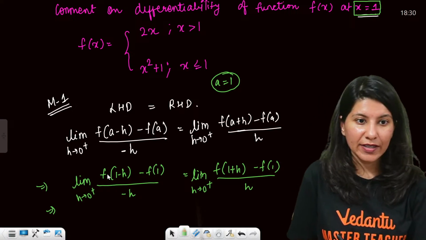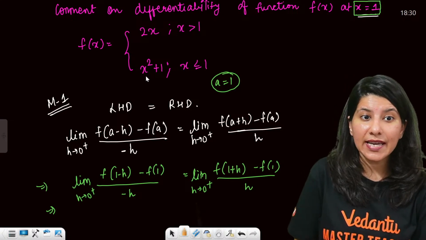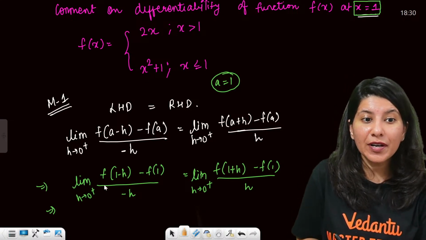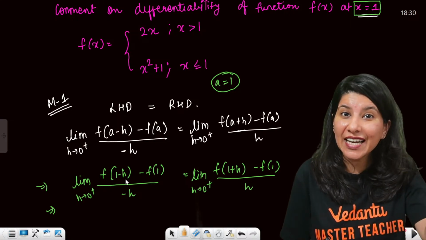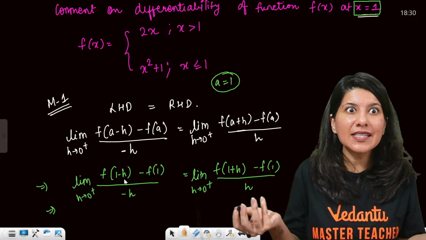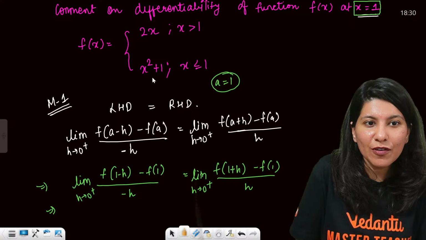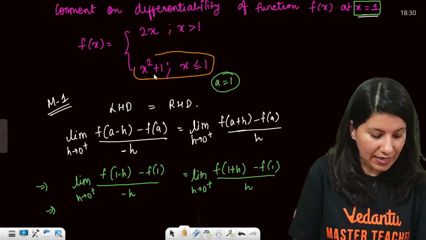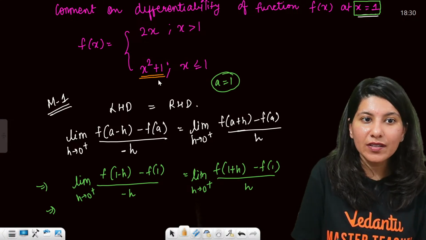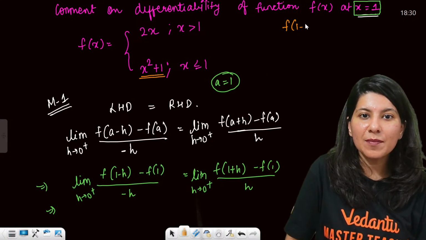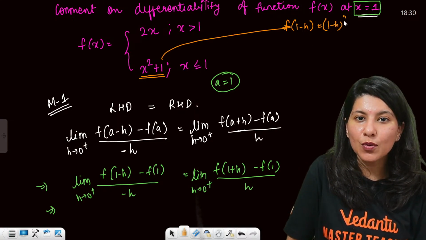Alright, so 1 minus h. Now understand what is happening. You are looking for f of 1 minus h. That means you are looking for f of 0.999. Right? 1 minus h is slightly less than 1, right or wrong? So you have to put your 1 minus h over here. So f of 1 minus h from here will become 1 minus h whole square plus 1.